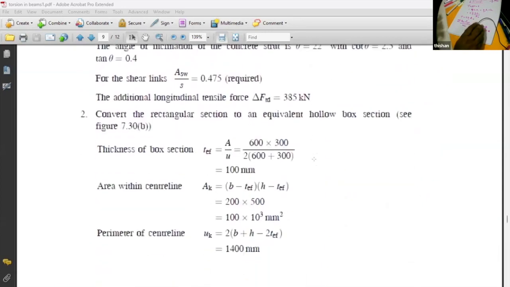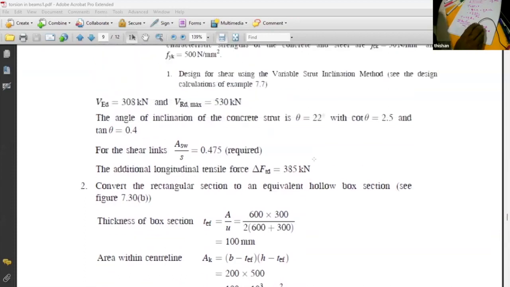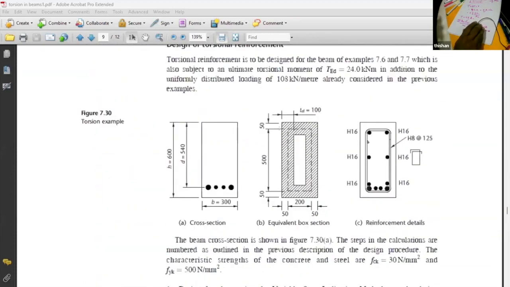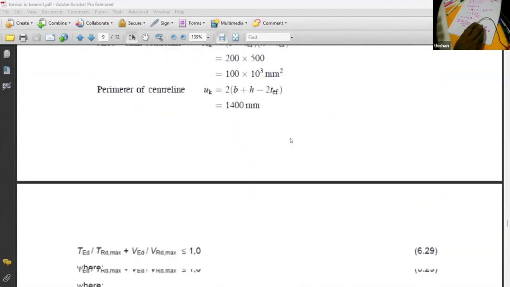The equation is written as b minus t effective plus h minus t effective, multiplied by 2. Oh sorry, plus, yes, because we are looking at the perimeter. That's correct. So that is this plus this plus this plus this. So 1400. So that is the center line.